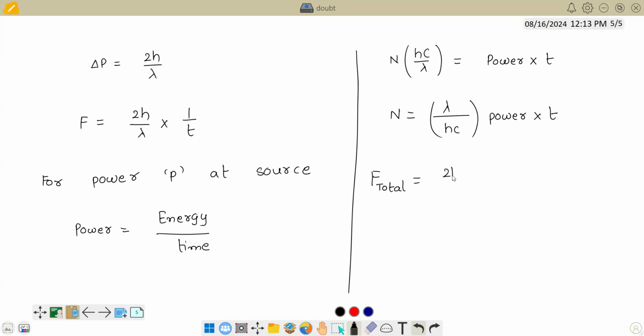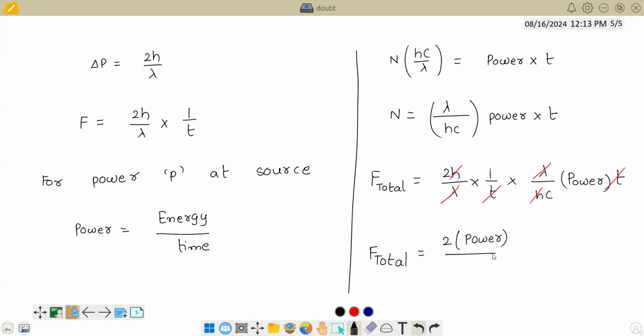would be 2h by lambda into 1 by t into lambda by hc into whatever is the power into t. So if I cancel the similar things, t would cancel out, h would cancel out, lambda also would cancel out, and we get F total equals 2 into power divided by c. So this is the total force exerted for the given power.